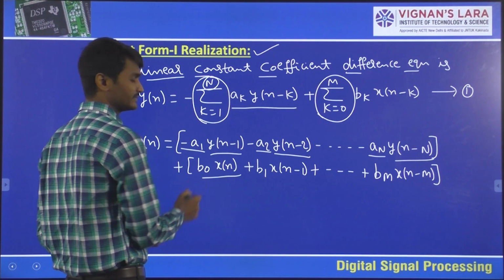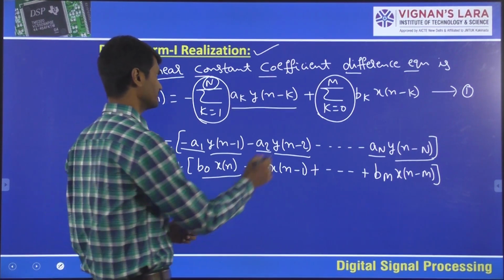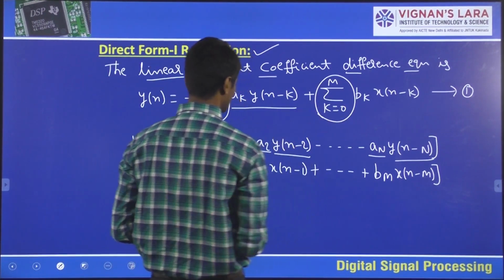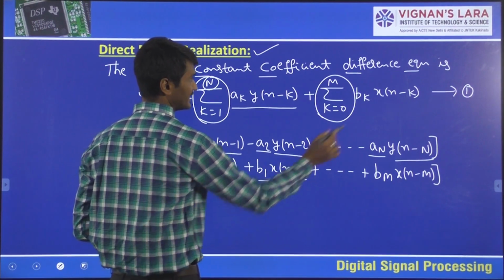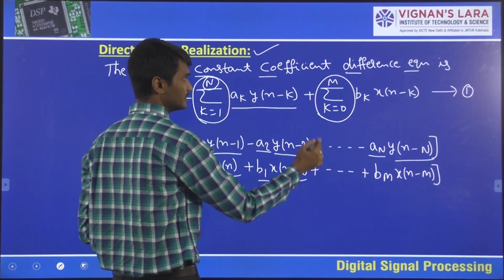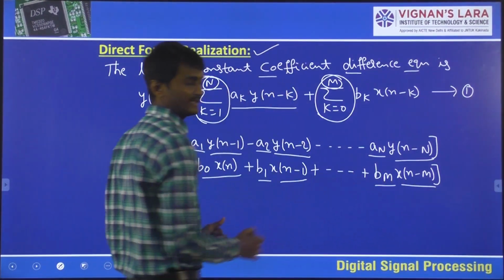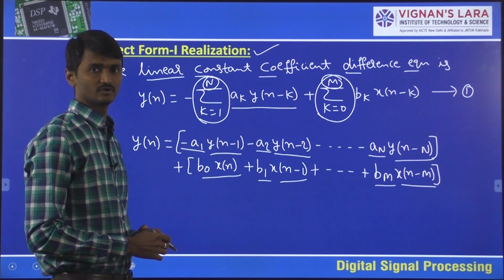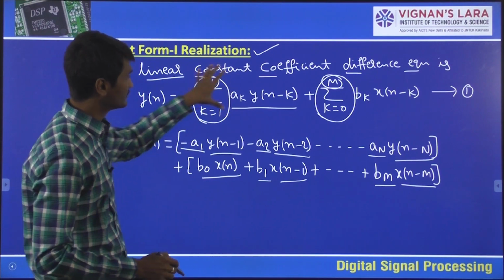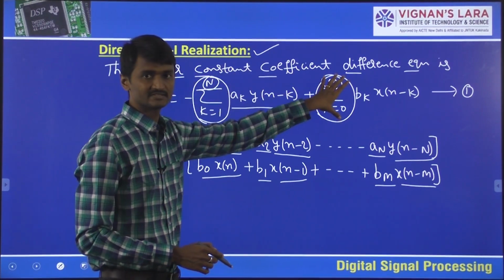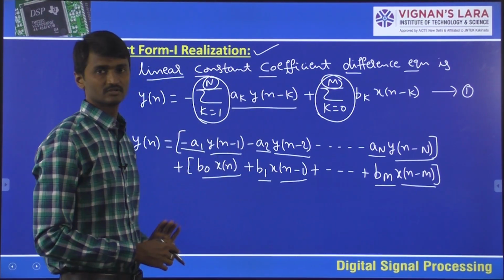So b naught x of n plus ... k equals 1, b1 x of n minus 1, and so on, k equals m, bm x of n minus M. Okay. So after applying some values of k in this summation as well as in the second summation, this is the equation.